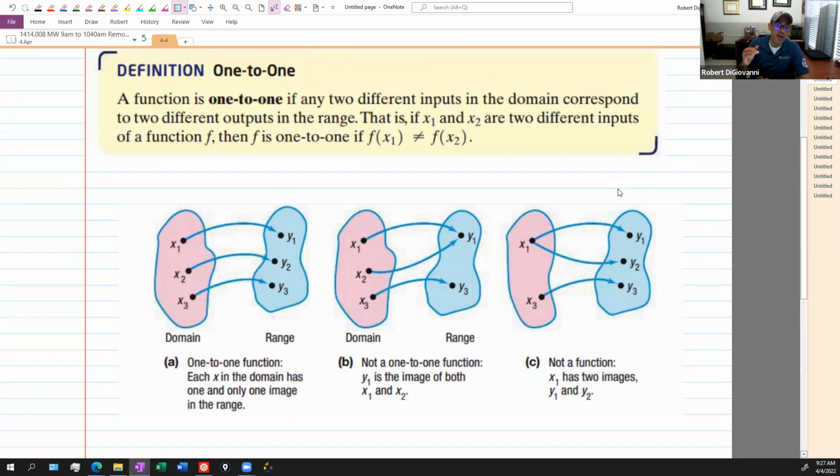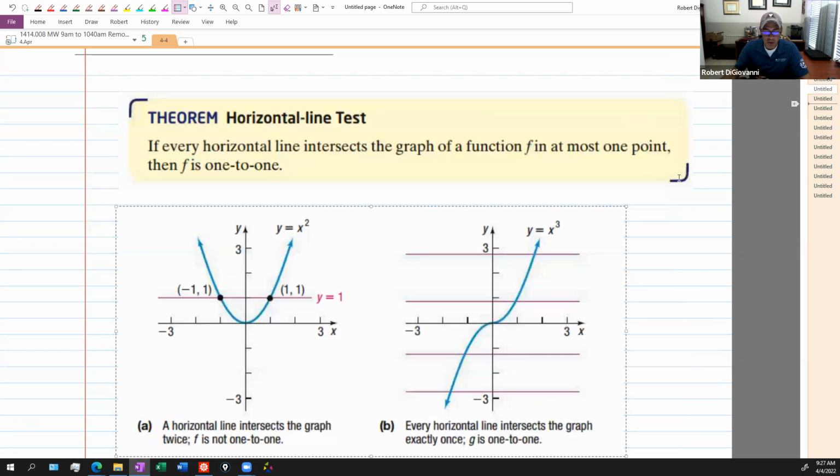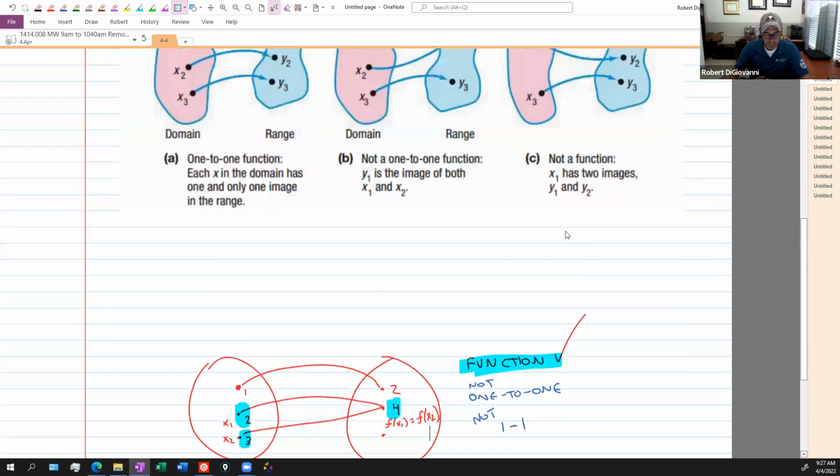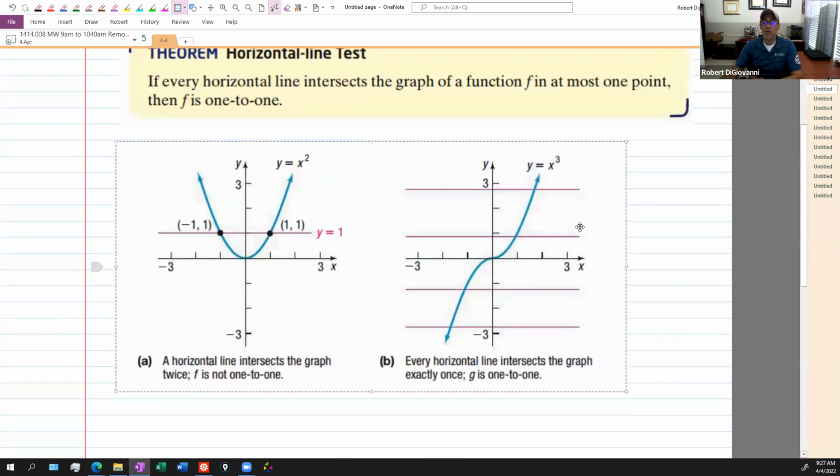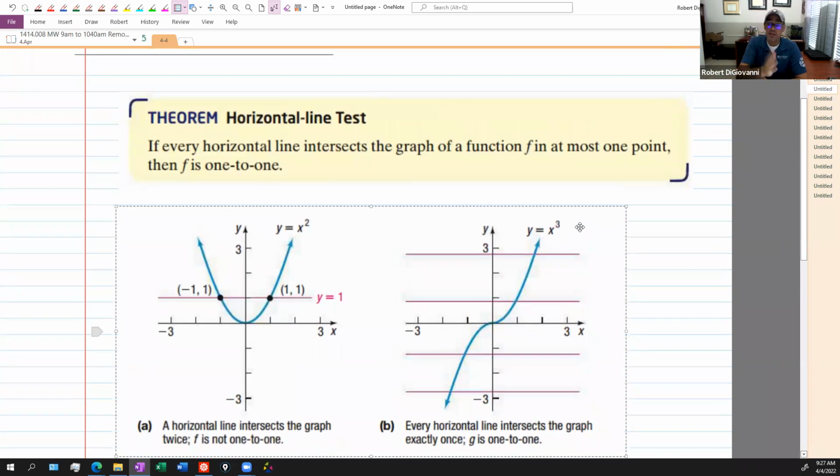So one-to-one is a very important concept for functions. It's a very strong condition if a function is one-to-one. And there's a very easy way to tell visually. We should all be familiar with the vertical line test. Remember, the vertical line test is what we use to check whether or not we have a function. The horizontal line test is what we use to check whether or not a function is one-to-one. So here's the test: every horizontal line intersects the graph of the function f in at most one point. So we can never hit it more than once.